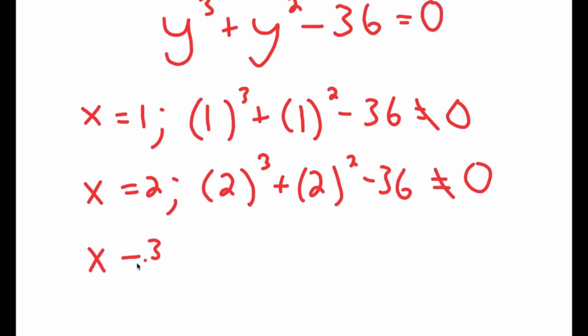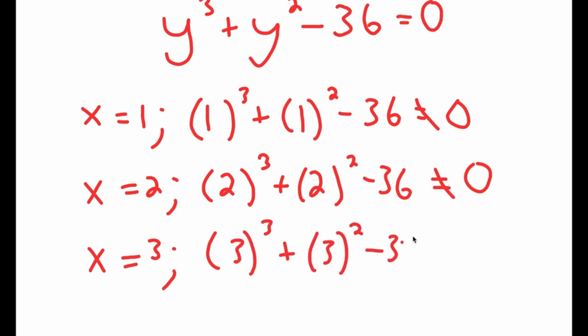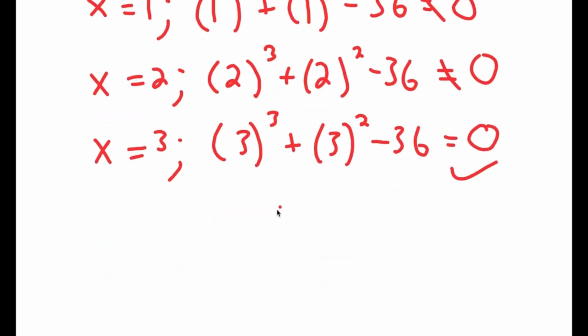Now I have x equals 3, so I get 3 to the power of 3 plus 3 squared minus 36. 3 to the power of 3 is 27. 27 plus 3 squared is 9, so 27 plus 9 is 36. 36 minus 36 does equal 0, so this is right, and x equals 3 is the solution.